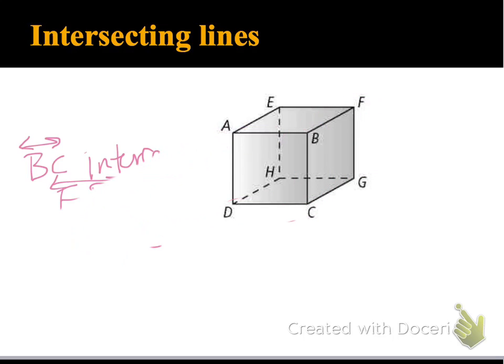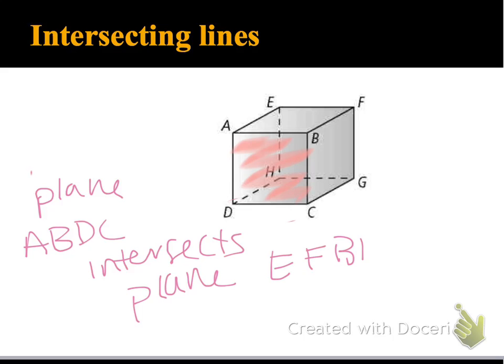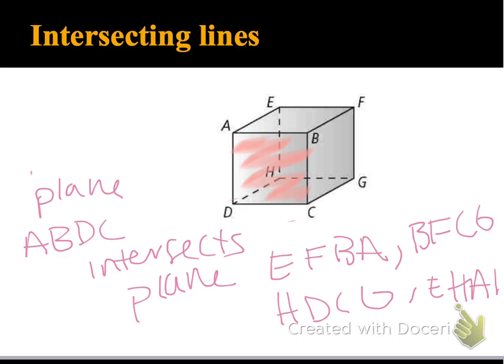But if we wanted intersecting planes, say I pick plane ABDC. That intersects plane EFBA. It also intersects plane HDCG. Also intersects plane BFCG. Also intersects plane EHAD. So just different planes that they are running into. They also intersect different lines. So you could say this plane intersects this line, this line, this line, this line.